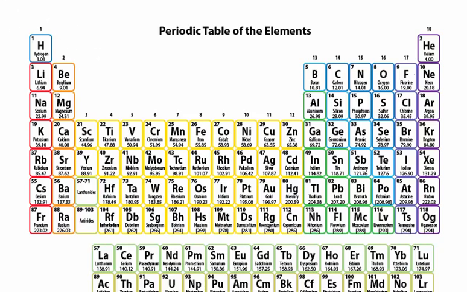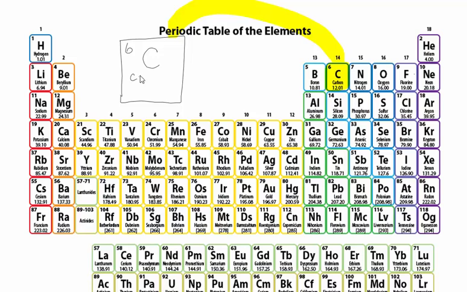In that rectangle, let's see if I can draw a characteristic rectangle here. I'm just going to use carbon. So in that rectangle, we have a number in the upper left-hand corner. That number is the atomic number. The atomic number is the number of protons every atom of that element contains. Then we have a letter or letters, and that letter is a symbol. That's the chemical symbol for that element.